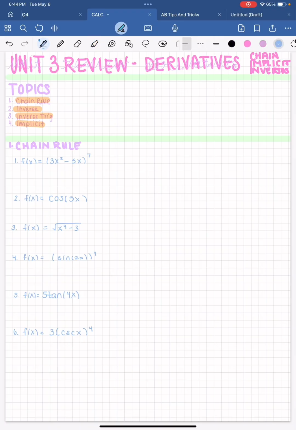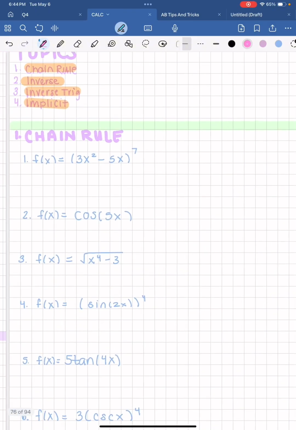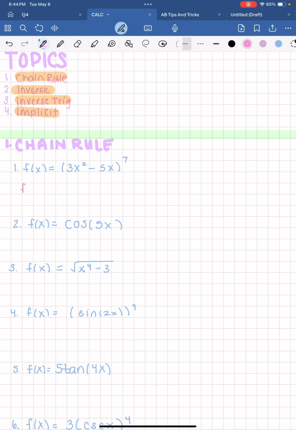Alrighty, chain rule. So for chain rule, I always say the following in my class. So when I'm taking the derivative of this, f prime of x, we're going to bring down the power, keep the inside, subtract 1 from the power, multiply by the derivative of the inside. Do not forget to multiply by the derivative of the inside, and that is it.